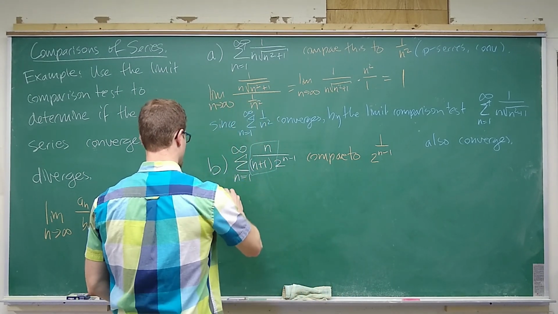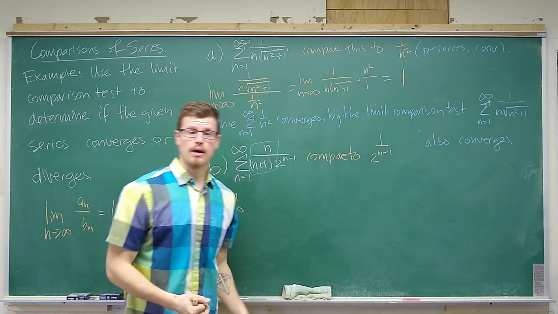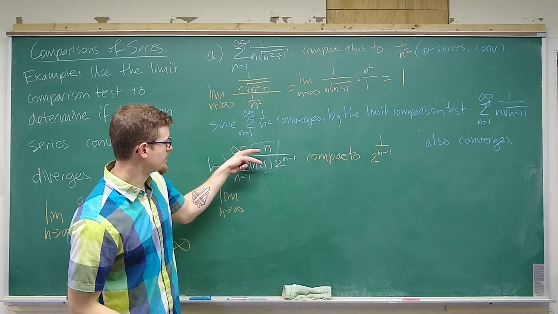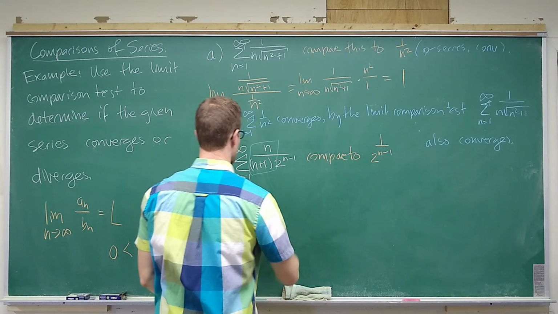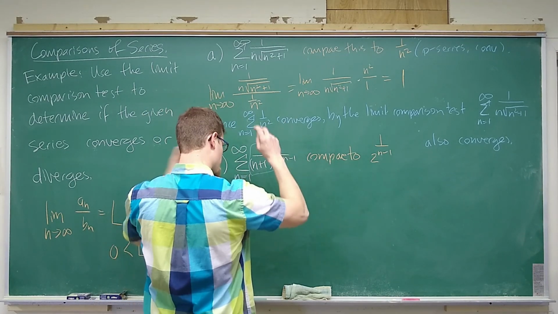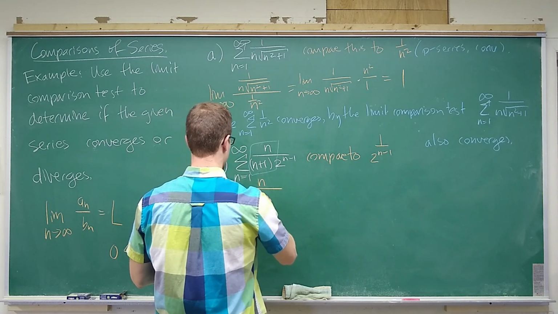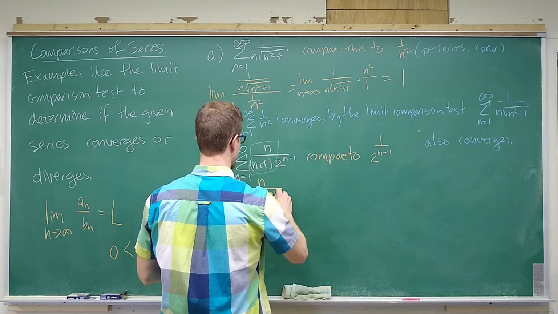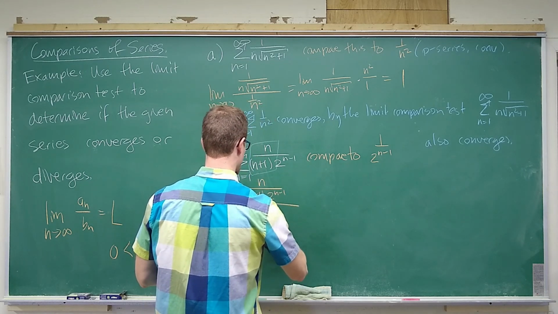So we take the limit as n goes to infinity. I'm going to start off by taking this and multiplying by the reciprocal of that, just to save ourselves some work. Well, you know what, I better not do that. Let's take it as n over n plus 1 times 2 to the n minus 1, divided by 1 over 2 to the n minus 1.